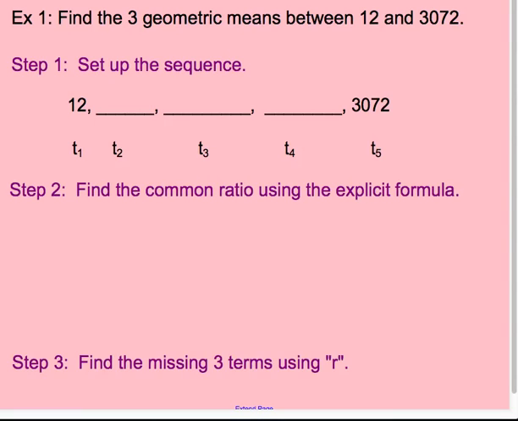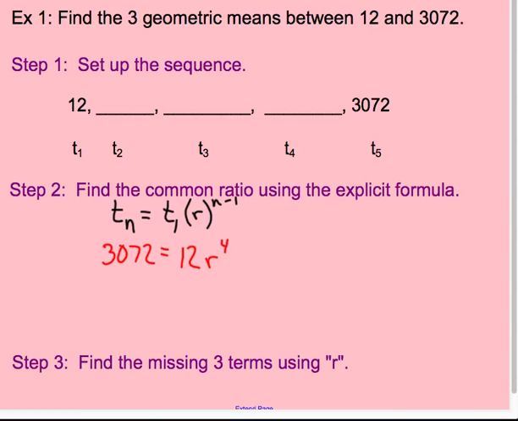Then we find the common ratio using our explicit formula, which remember was t sub n equals t sub 1 times r to the n minus 1 power. So I substitute what I know. We know the 5th term is 3072. The first term is 12. We don't know our common ratio, but we do know it's to the 5 minus 1 or 4th power.